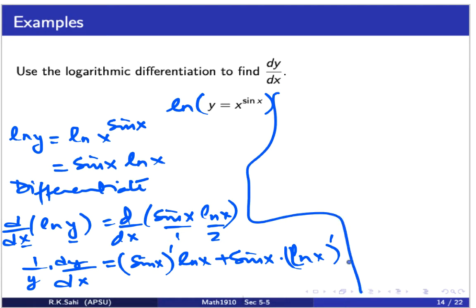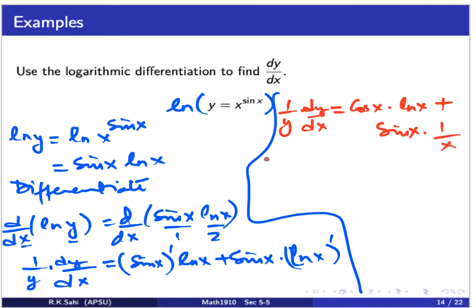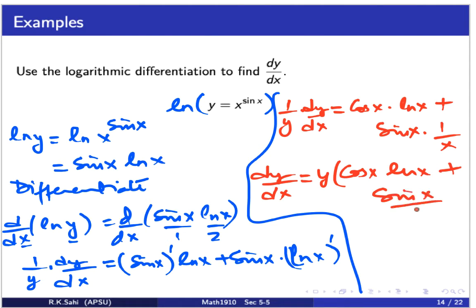So what do you see here? We get 1 over y times dy by dx. Differential of sine is what? Cosine x times natural log of x plus sine x, and differential of natural log of x is 1 over x. So you remember your final answer is dy by dx equals y times cosine x times natural log of x plus sine x over x.